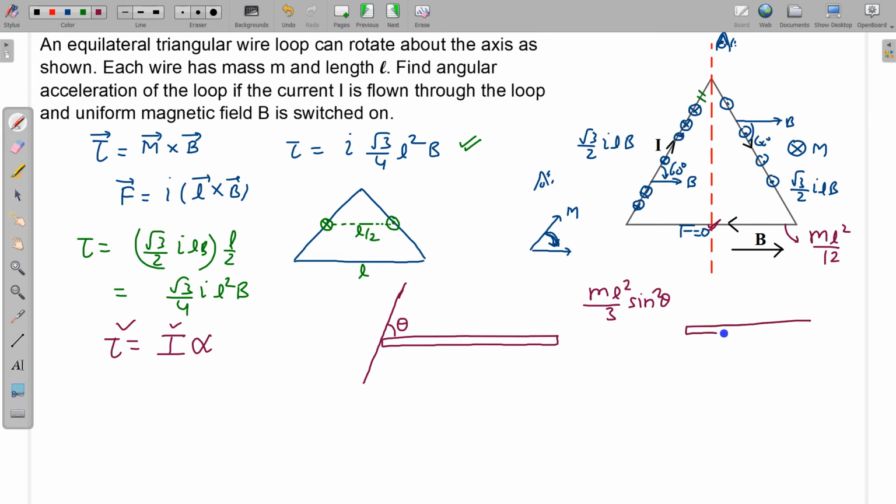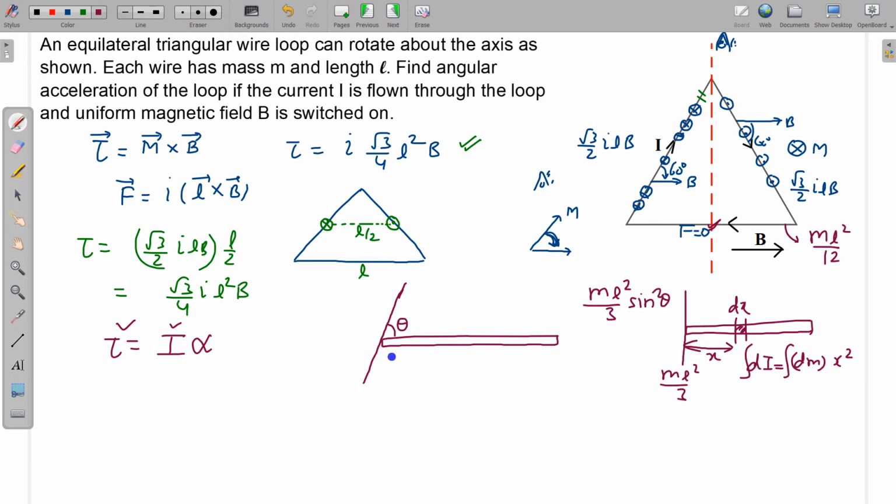We know the standard result: for an axis passing through the end and perpendicular to the rod or wire, it is ml square by 3. If we don't know the formula ml square by 3 sin square theta, we can easily derive it. For this rod, suppose I take an element at a distance x with length dx. The differential moment of inertia dI is equal to the mass of this dx length multiplied by the distance squared from the axis, dm times distance square, and integrate it.